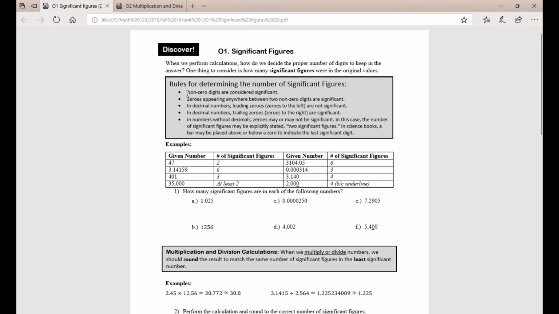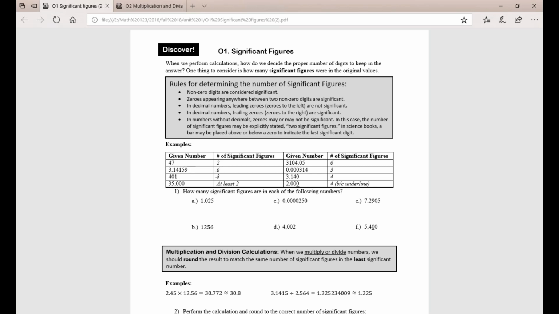First of all, any non-zero digit is considered significant. So the counting numbers 1 through 9, okay, any of those would be significant. So in this case, the number 47, both of these are significant, so I have 2 significant figures. 3.14159, you should recognize that as the first few values of pi. Every single one of them is a counting number from 1 to 9, and so there are 6 significant figures there.